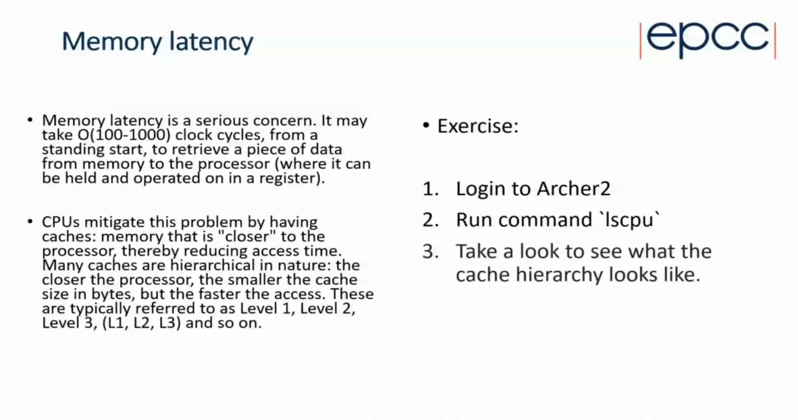CPUs try to mitigate this by having some layers of caches, so there's memory close to the processor, thereby reducing the access time. You have many caches in a hierarchy, and the closer to the processor, the smaller the cache in number of bytes, but the faster it is to access. So you end up with this nice thing. You'll see that GPUs don't have this same level of hierarchy that you do in CPUs.